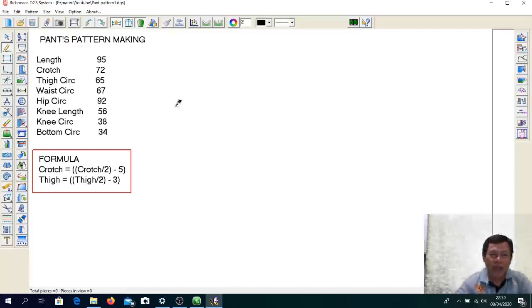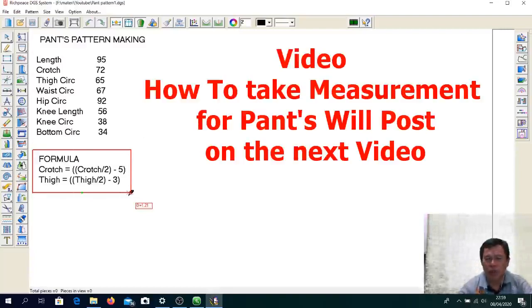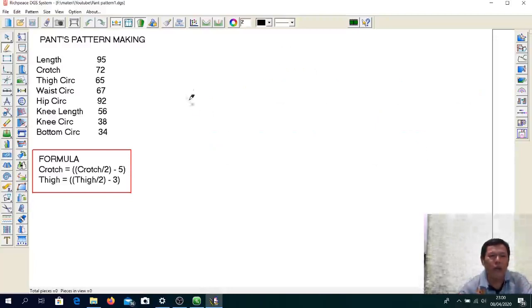Okay, we start. This is the measurement we need for making pants patterns, and then there is a formula for making pants patterns, not so many formulas, and also how to take the measurements. You will find in the pants video how to take measurements later on. We will add it in the next video. Now we will start on how to make a pattern with these measurements.